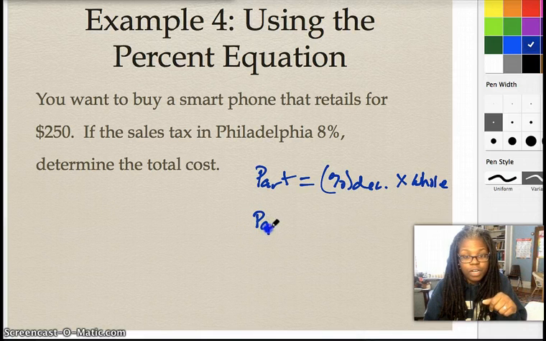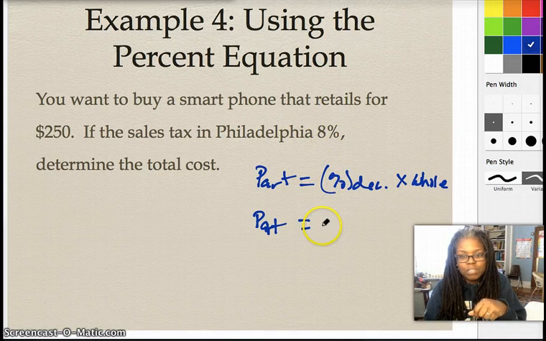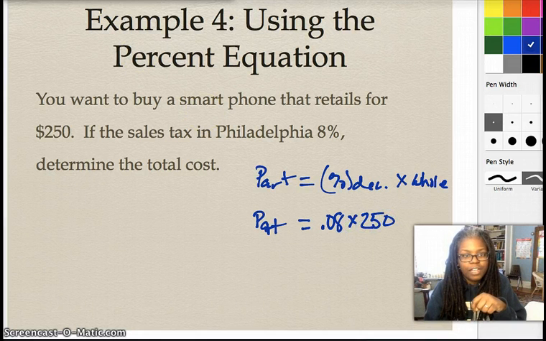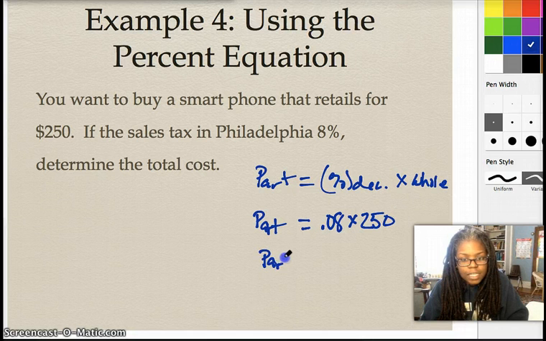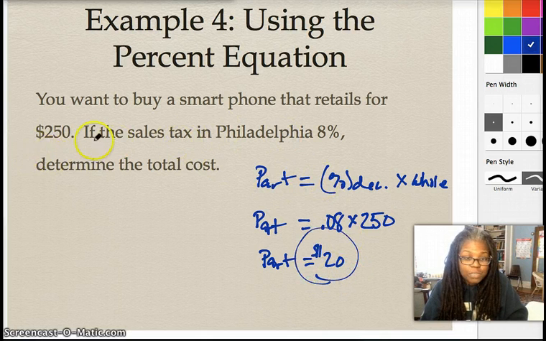So I'm going to leave part here. I could use x as we mentioned before. I'm going to write 8% as a decimal, which is 0.08. Remember, I'm moving that decimal place over two spaces. And I'm going to multiply that by 250. With a little bit of calculator action, we can easily see that that part is going to be $20. So the tax that would be added on if you purchase this particular phone in Philadelphia will be $20.